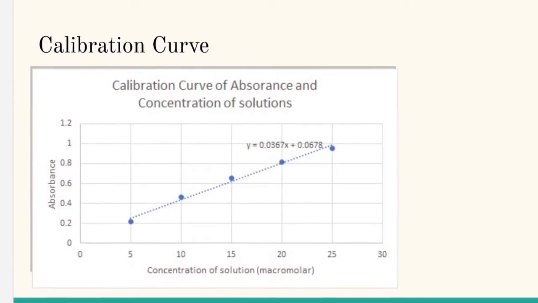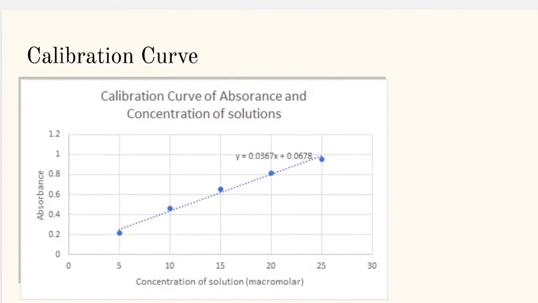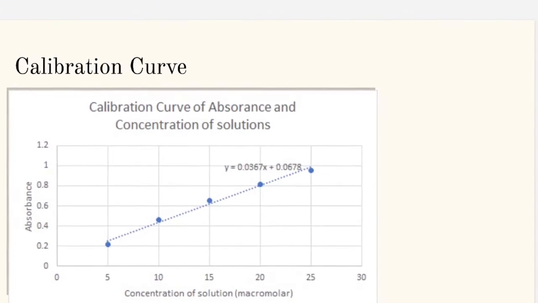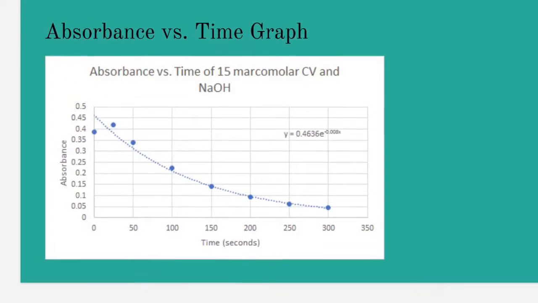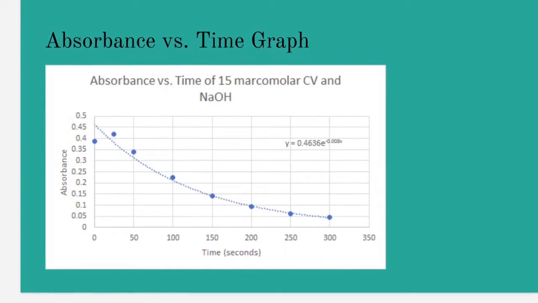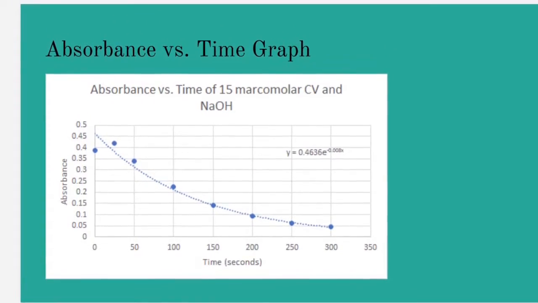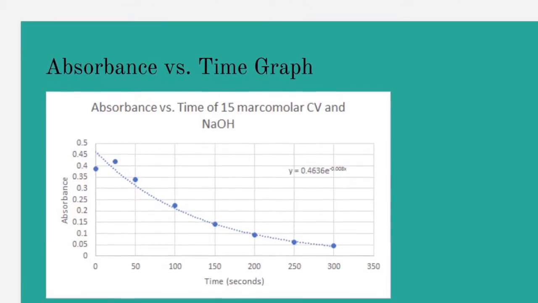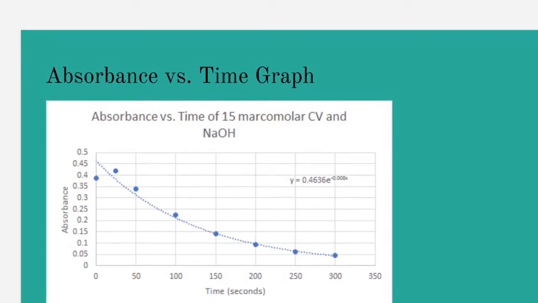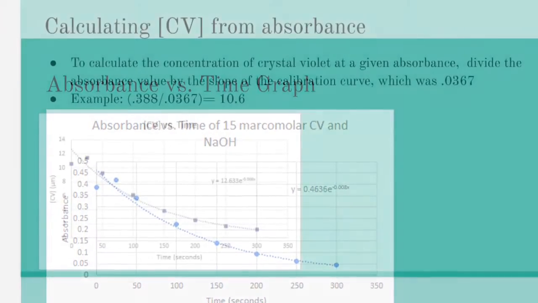The calibration curve shows how absorbance always increases with concentration. Our best fit line models this relationship. This graph shows how absorbance changed over time in the 15 micromolar solution, as it always decreased. The model that best represents this data would be an exponential decay graph.